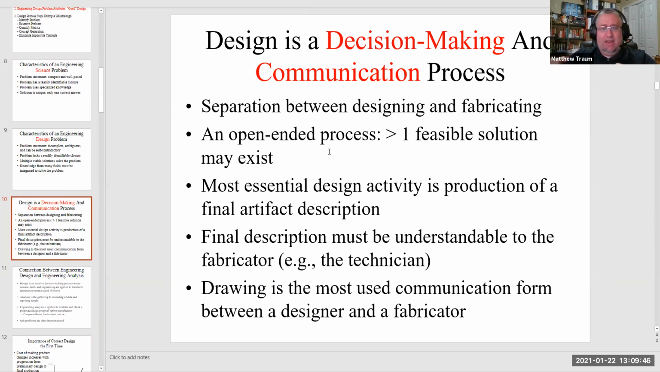In that, if you handed the technician a customer needs statement, that technician would not know how to build the artifact that satisfies that need statement, right? That's what the design engineers do, and that's why we get paid quite a good amount of money to translate customer needs into final artifacts. So most essential design activity is built around production of that final artifact, and the way that we communicate what our design intentions are to our fabricators, our technologists or technicians, is through engineering drawings.